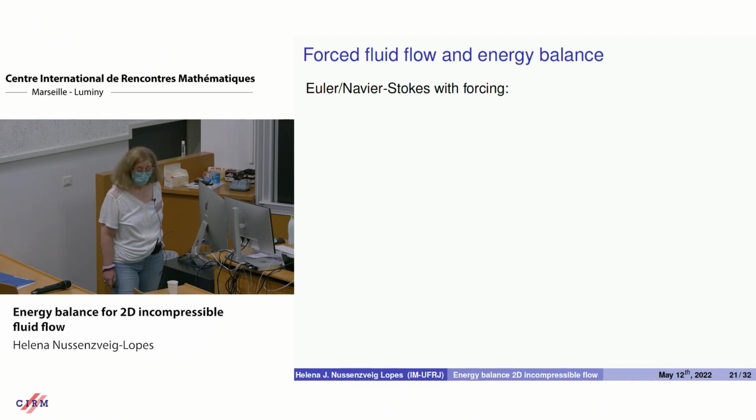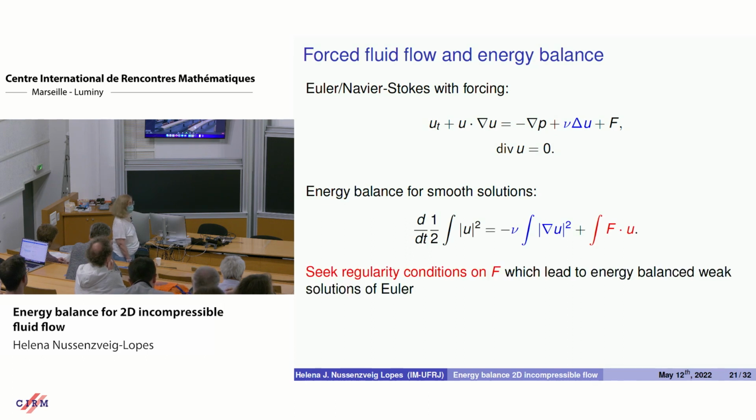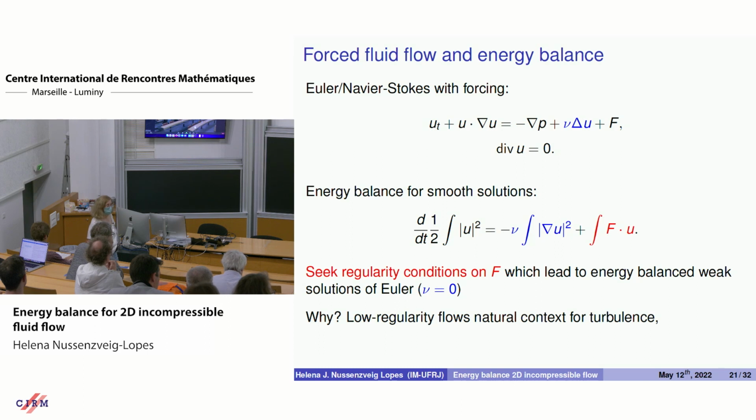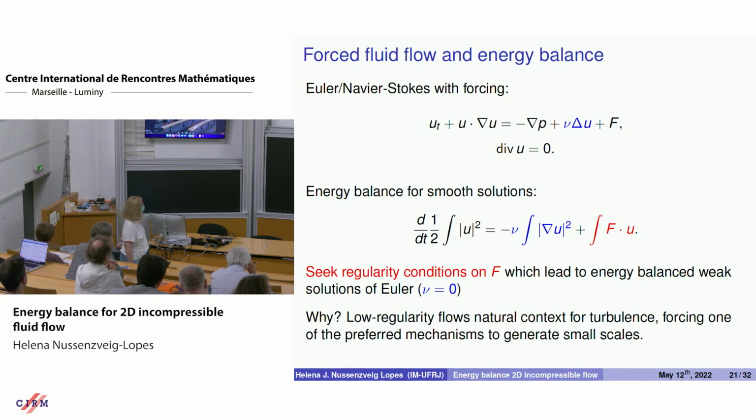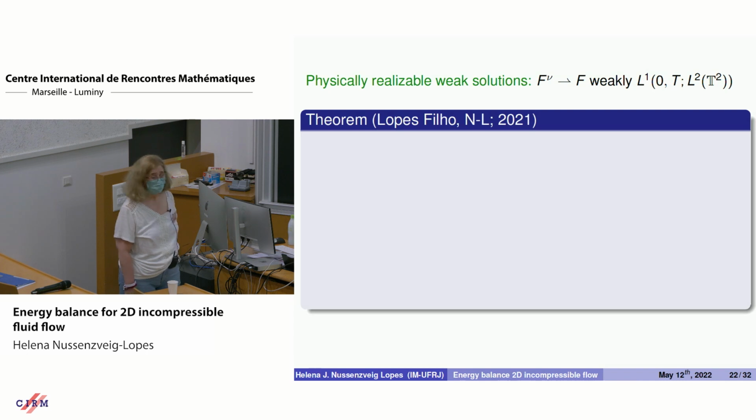All right. We then went ahead and decided to look at forced flow. So what I'm reporting now is joint work with Milton. Instead of energy conservation, we became interested in energy balance. We sought regularity conditions on the forcing for which you have energy balance. The motivation for this is that forcing is a natural mechanism to generate turbulence. We need to adjust the notion of physically realizable solutions to include the forcing, so the forces have to converge weakly, L1 in time, L2 in space. And with this, we have the following theorem.